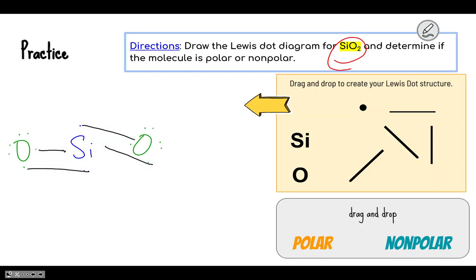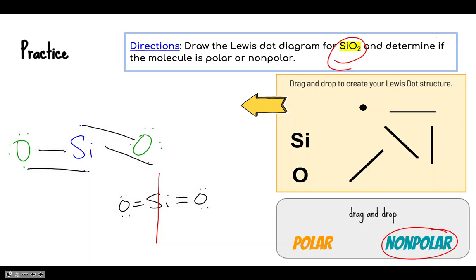Double bonds, right? So we get Si connected to our O's here, like so. What shape is this one? Linear. So this one, if you look here, if we cut it down the middle, this one should be nonpolar. It is symmetrical. There aren't any lone pairs on the central atom. That is correct. Very, very good.